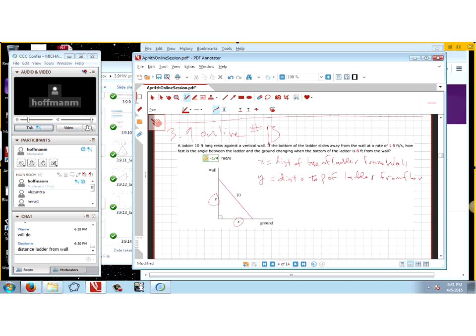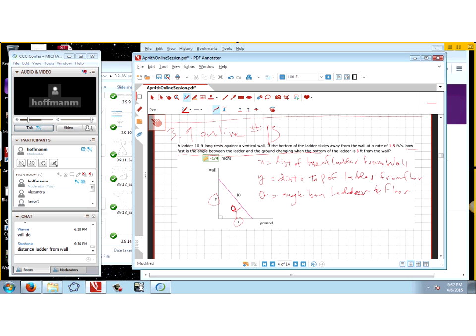Okay, so one of the things we should notice here is we're asking how fast is the angle between the ladder and the ground changing when the bottom... Okay, so we need to have this thing here too. So theta is going to be the angle between the ladder and the floor. Okay, the acute angle. So let's call it theta.